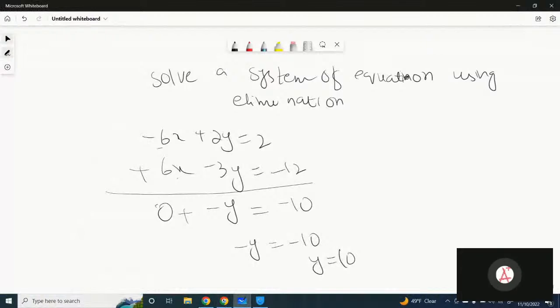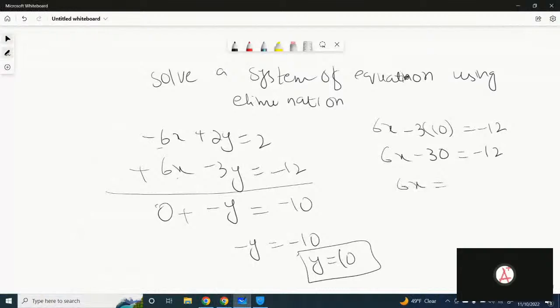Got it? Just put y equals 10 in any of the equations and find the value of x. Let's suppose I'm going to substitute it in the second equation. 6x minus 3 times 10 equals negative 12. So it would be 6x minus 30 equals negative 12. Move that 30 to the other side, it would then be added. Negative 12 plus 30 makes 18. So it would be 6x equals 18. Then x equals 18 divided by 6, which is 3.